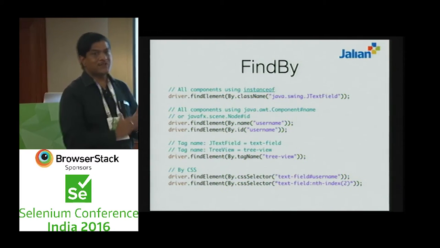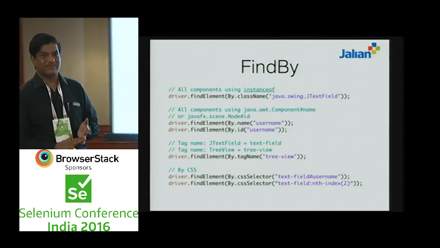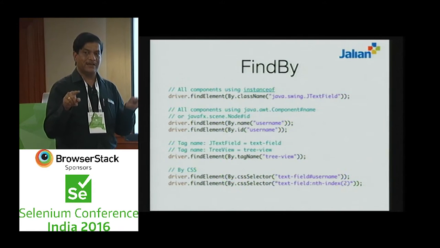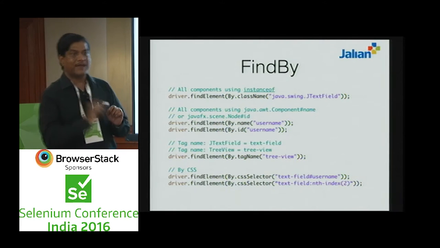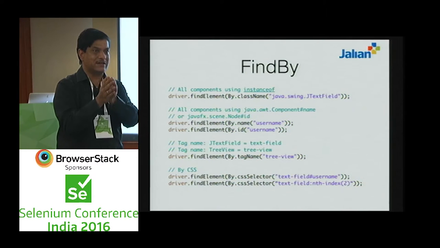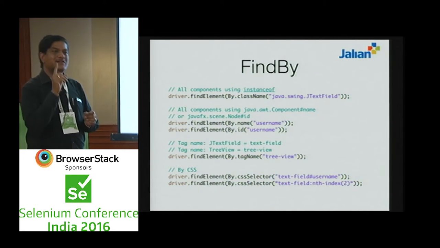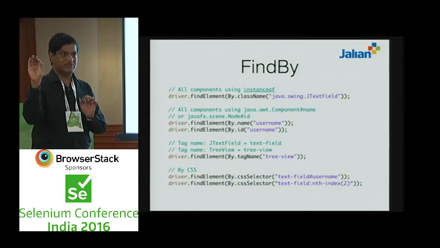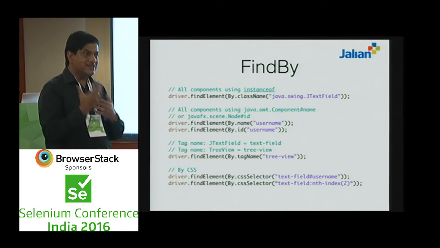But Swing and JavaFX use something called renderers and editors. So if we draw a screen with a table in it, for each table cell we do not have a physical component. There is no way I can access a single cell and say that this is my physical component for this cell. What it does is something called a renderer. A renderer is a single object it creates and uses to draw on the table. So there should be another mechanism by which we can find out these components.